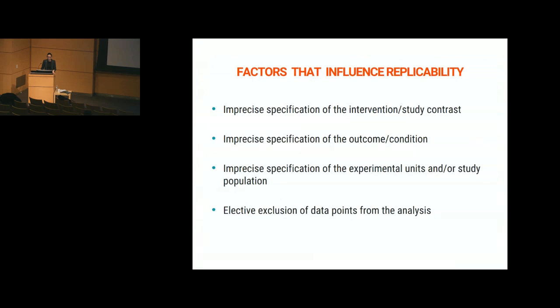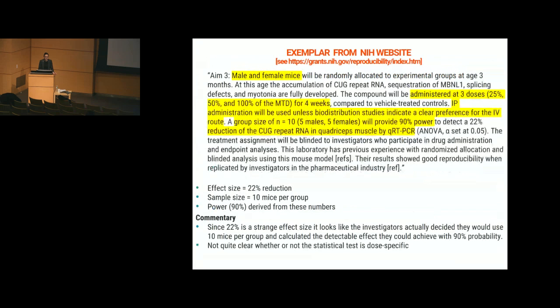Imprecise specification of the intervention and study contrast, imprecise specification of the outcome or condition, and that's what that cartoon was showing, that if you're trying many outcomes, many hypotheses, you will find something. And imprecise specification of the experimental units and/or study population. Elective exclusion of data points from the analysis. So defining clearly before the experiment starts what is the population of interest and why.